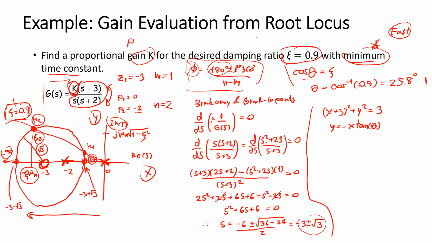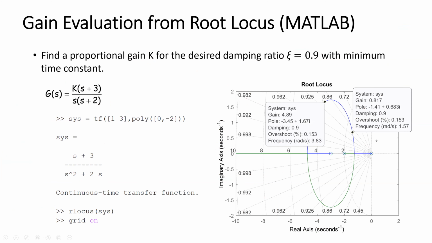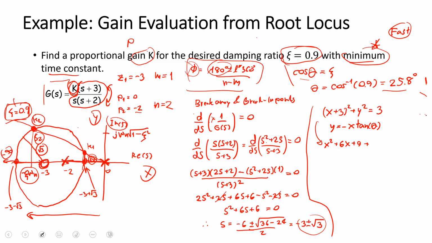So we just need to solve this equation. And how to solve this equation? Yeah, we may begin from x squared plus 6x plus 9 plus x squared and tan of the angle equal to 3.